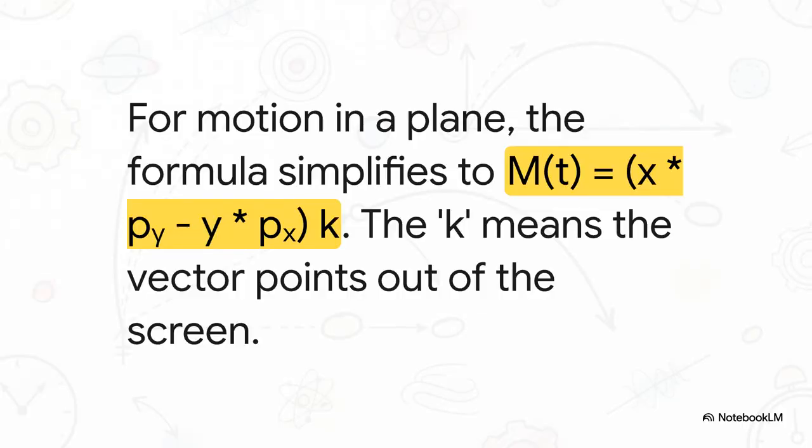Now, the good news is that for motion that's just happening in a 2D plane, like on our screen, the cross product formula gets a lot simpler. It just boils down to this. You take the x position times the y momentum and subtract the y position times the x momentum. And that k at the end just tells us the resulting vector is pointing either straight out of the screen or straight into it.